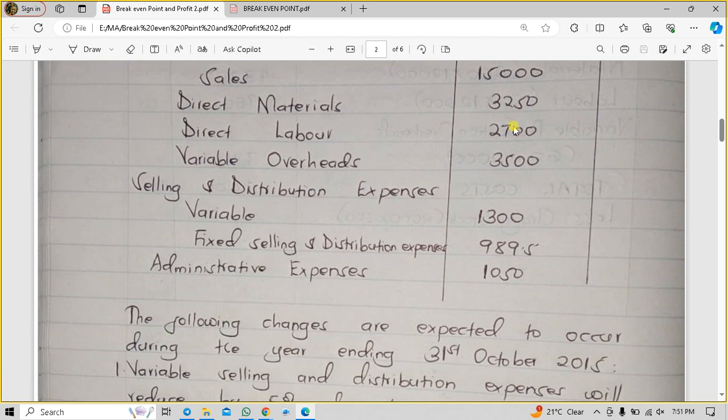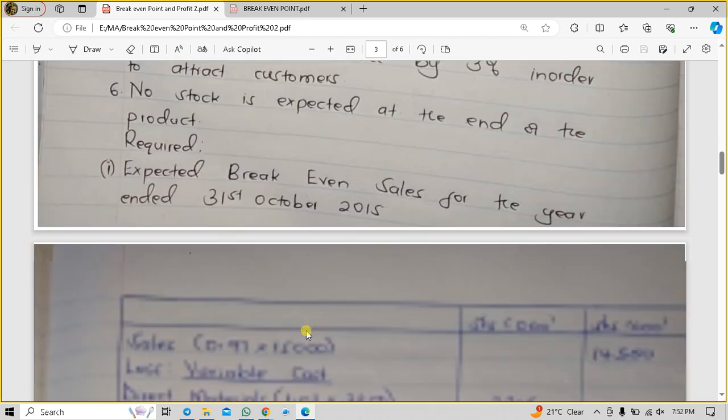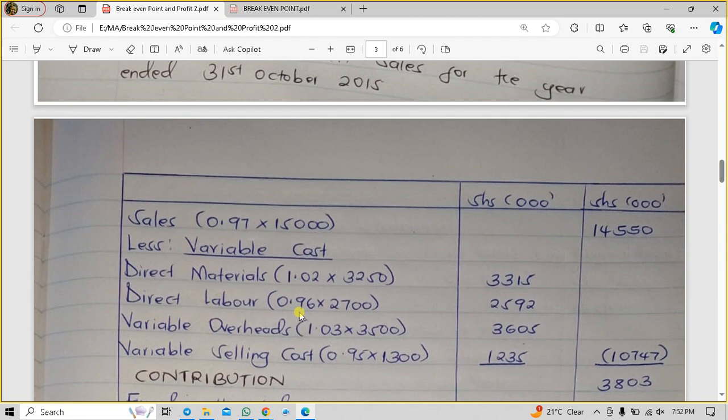So we consider this one as 100%. But now if we're going to reduce by 4%, we're going to say 2700 times 100 minus 4%, which is going to give us 96%. So 2700 times 96% is going to give us the direct labor. So 96% is the same as 0.96 times 2700, which is going to give us our direct labor.